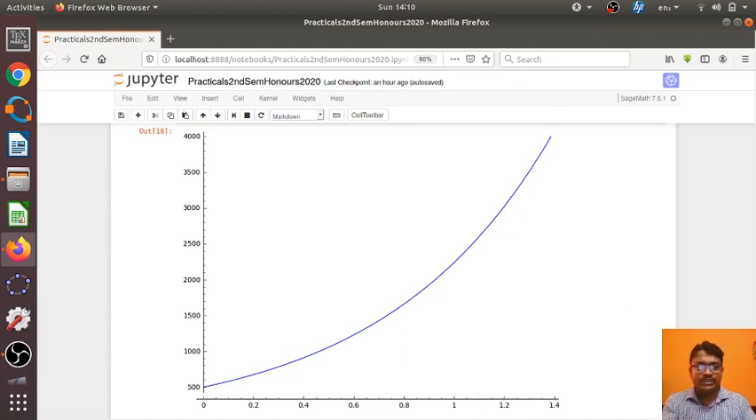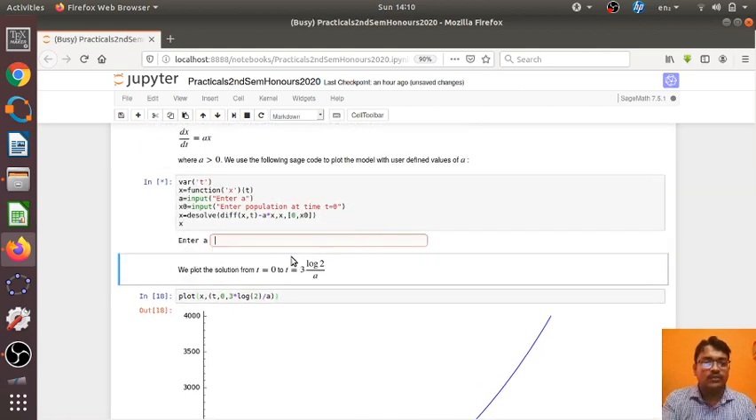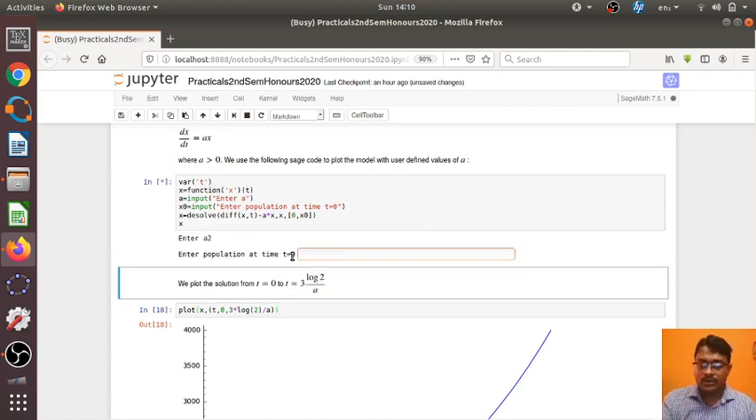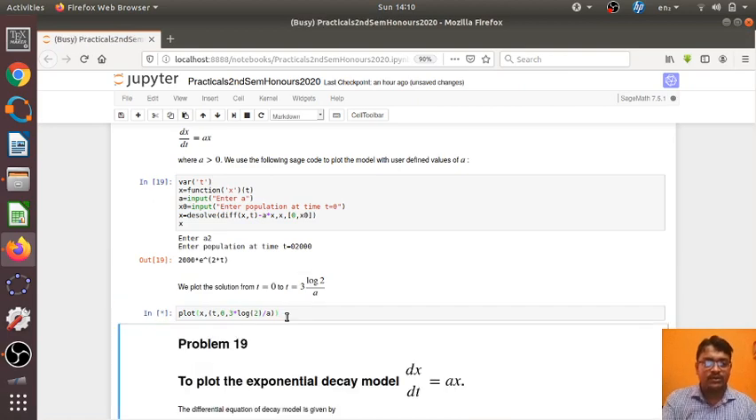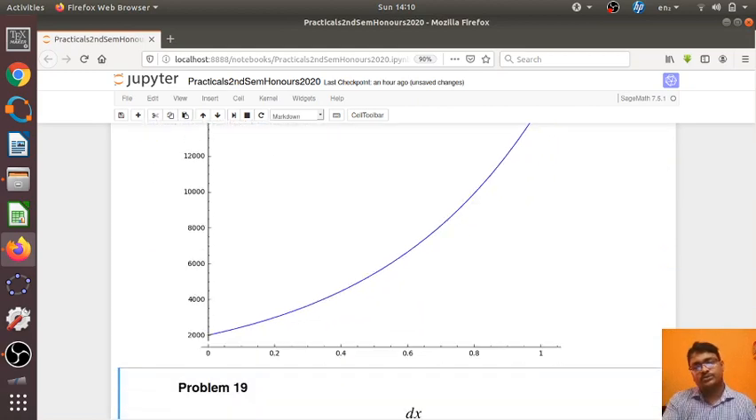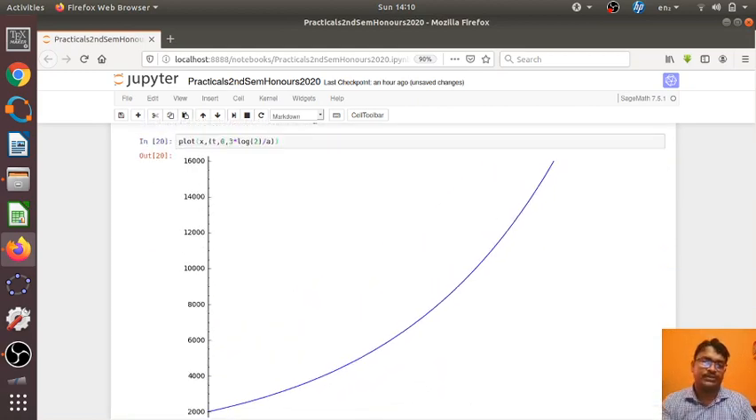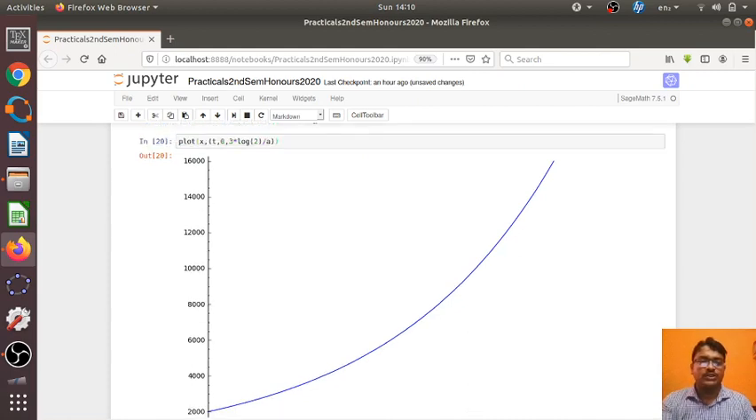You can change the values of these inputs and find out. Say I write a as 2, and the initial population was say 2000. Let us see what happens. This is the curve that we get, so let us plot the solution here. It will show a similar type of curve. This curve is famous for the growth model, so you will always get this type of exponential curve.